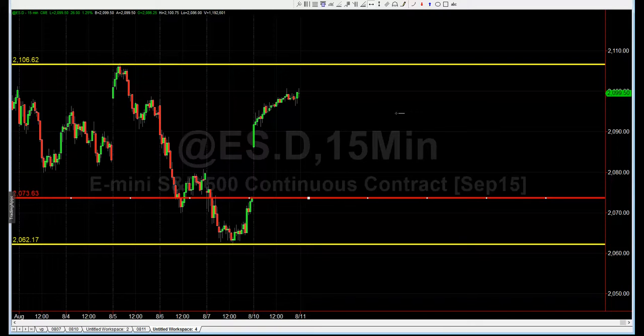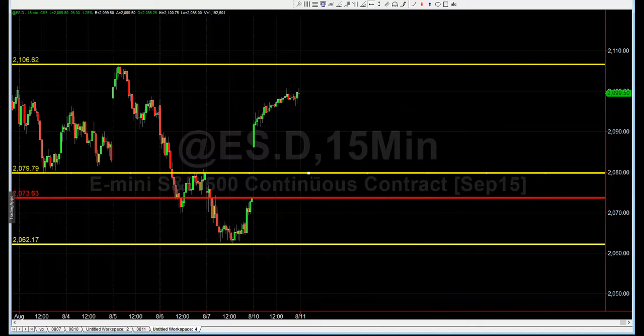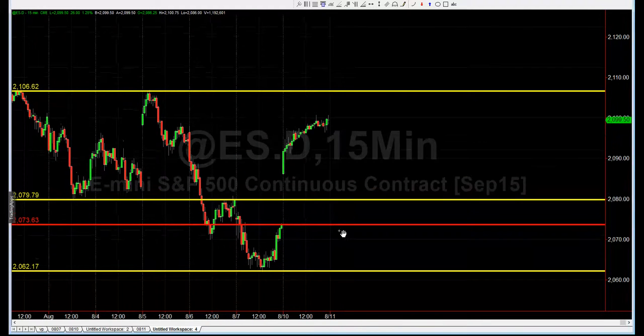2099 minus 20 puts me at 2080. I don't want to be looking to actively short below 2080. I want to be looking for long opportunities, and that 2073 3/4 would seem like a Christmas gift. So in this area, I don't want to be looking to the short side. I want to be looking for responsive buyers for a push back up. So I know it's unlikely, at least tomorrow, that we retest last week's low.